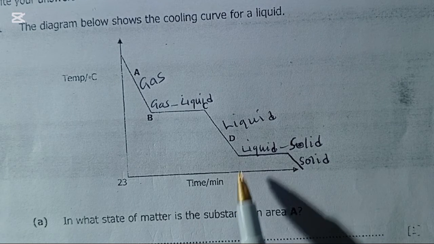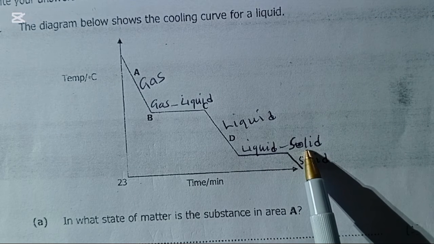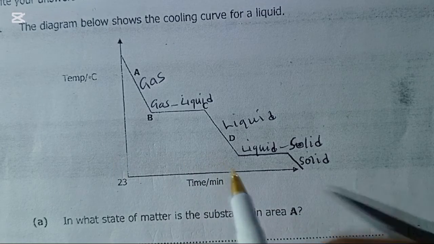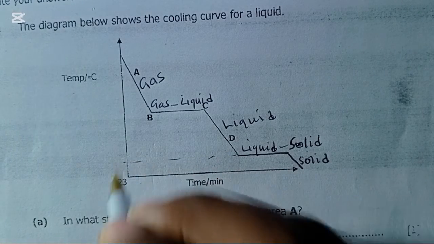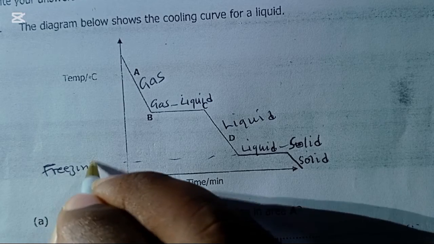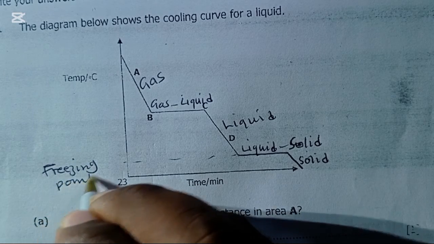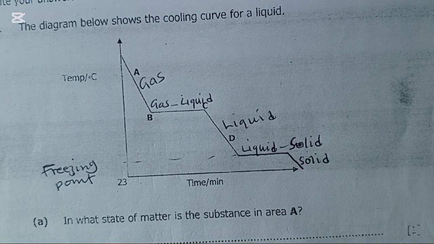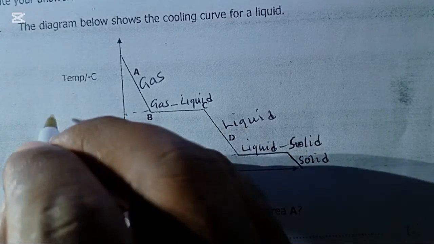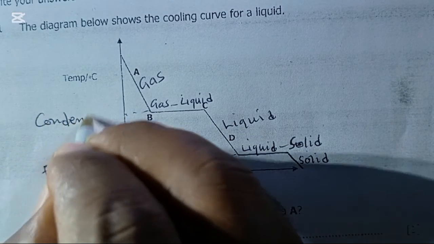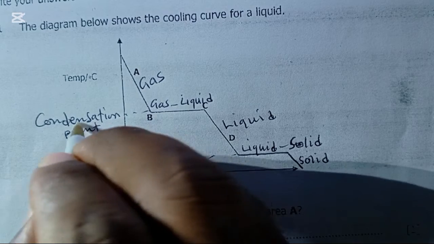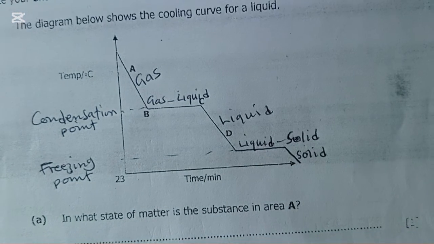So the point at which liquid changes to solid, that is what we call freezing point. So this is the freezing point. And then the point at which gas changes to liquid, it is called condensation point. So that's the way it is.